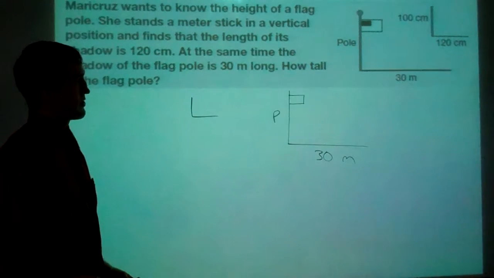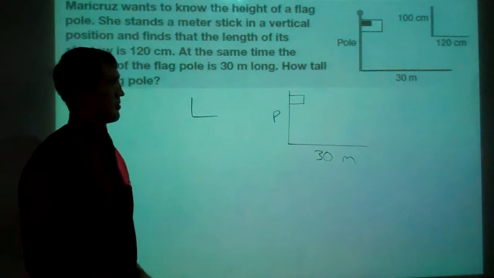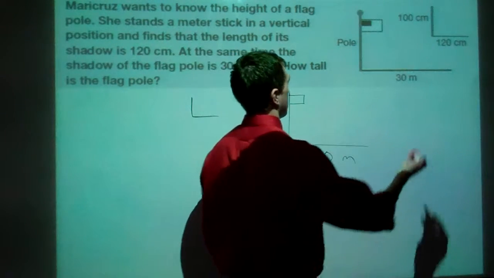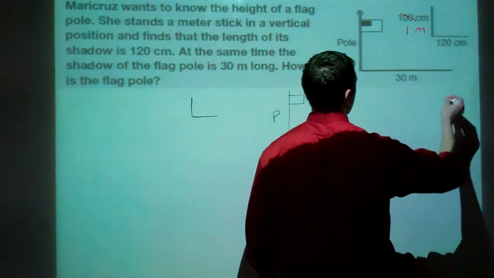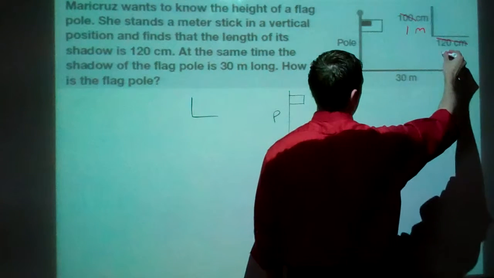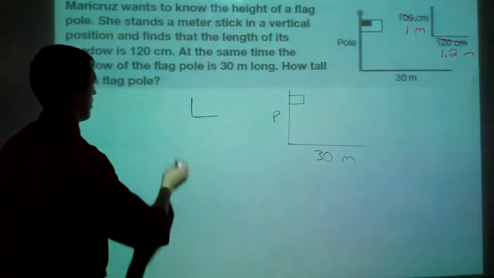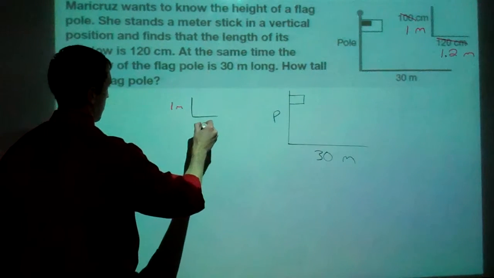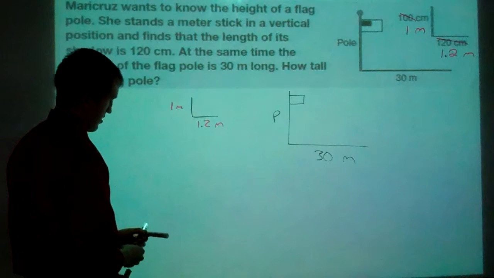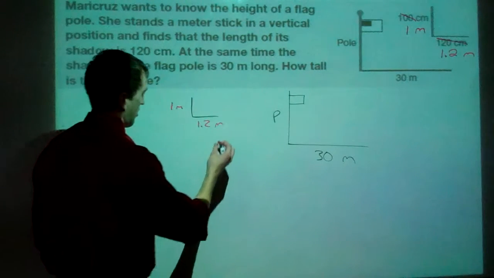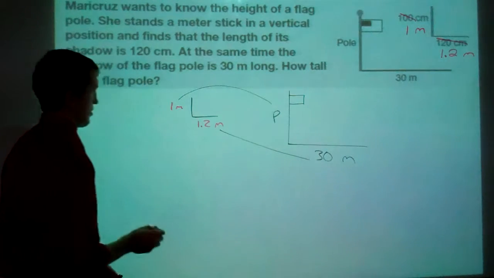So I think it's easiest to turn things into meters. There are 100 centimeters in a meter, so this turns into 1 meter. And 120 centimeters would be 1.2 meters. So 1 meter, 1.2 meters. And what we can do now is relate. These two sides relate to each other, and these two sides relate to each other.